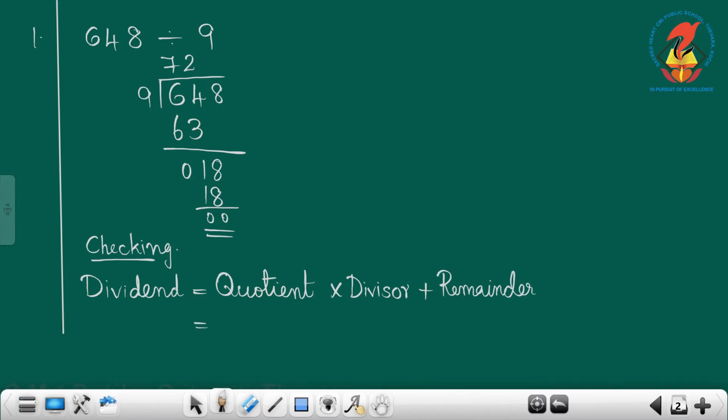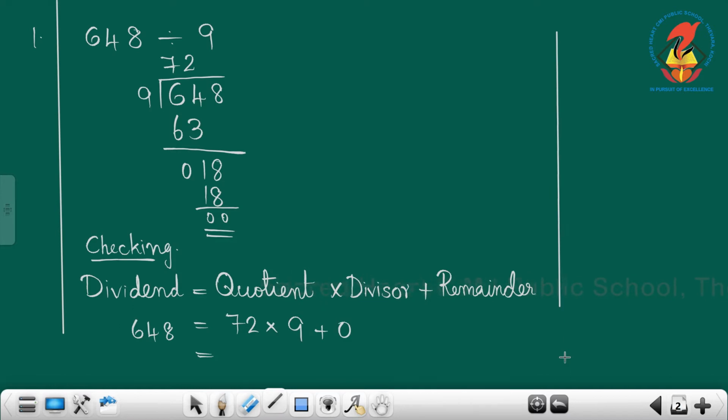Here what is the quotient? What is meant by quotient? The answer in division is called quotient. So quotient is 72 multiplied by divisor 9 plus remainder 0. What is the dividend? 648 is the dividend. So going to the working column, do the calculation.